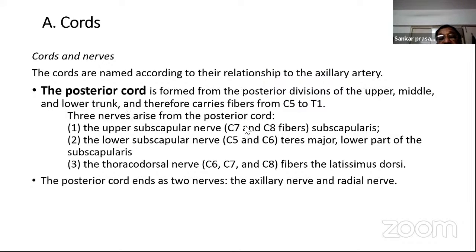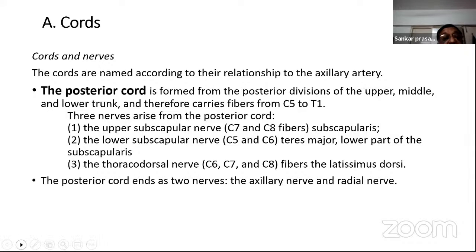The upper subscapular nerve, which has C7 and C8 fibers, supplies the subscapularis muscle. The lower subscapular nerve, C5 and C6, supplies teres major and the lower part of the subscapularis. These both muscles adduct the shoulder. The thoracodorsal nerve supplies the latissimus dorsi, which is also an extensor of the shoulder along with external rotation. The posterior cord ends in two nerves, the axillary nerve and the radial nerve.